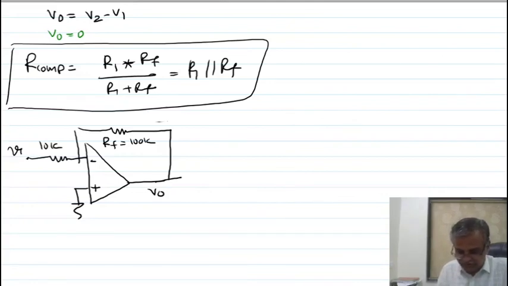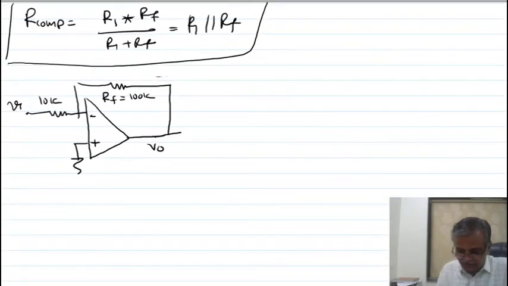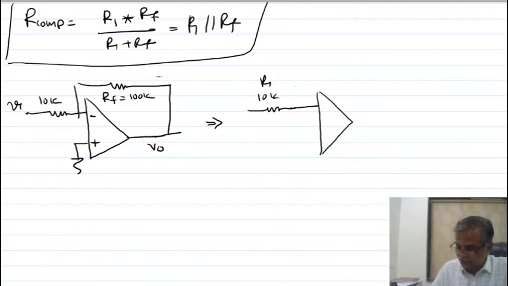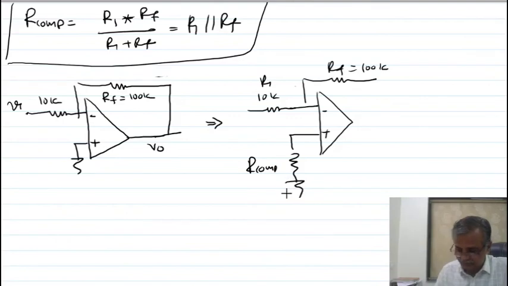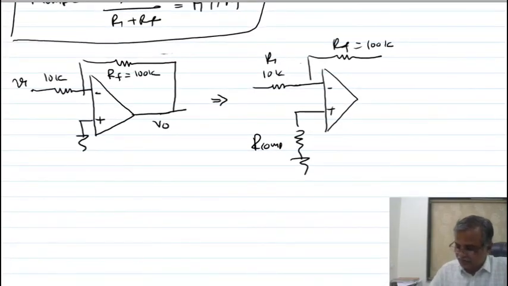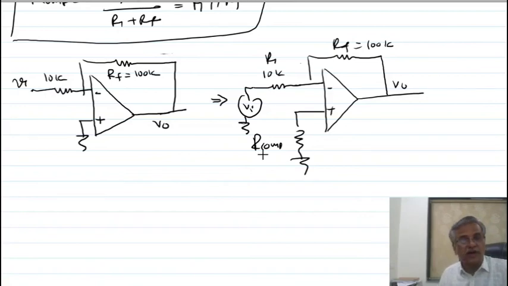Look, this circuit I can prepare like this. 10K R1. This is your input. This is your RF, 100K. Here I will connect which value? R compensated. This is VO. This is your VI. Ground. So what should be the value of R compensated? It is R1 parallel RF.